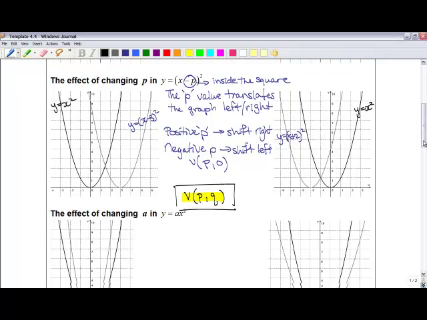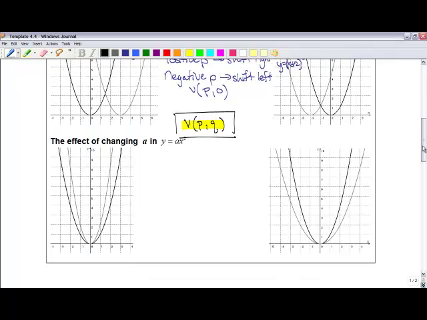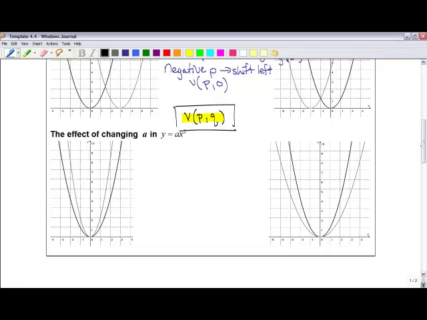So let's take a look at changing a squared. Last class, you should have seen some sort of change in that first coefficient. We have a couple of graphs here. We have y equals x squared, and in blue here, this fainter graph, we actually have 2x squared. And over here we have y equals a half x squared, and again in black is our standard y equals x squared.